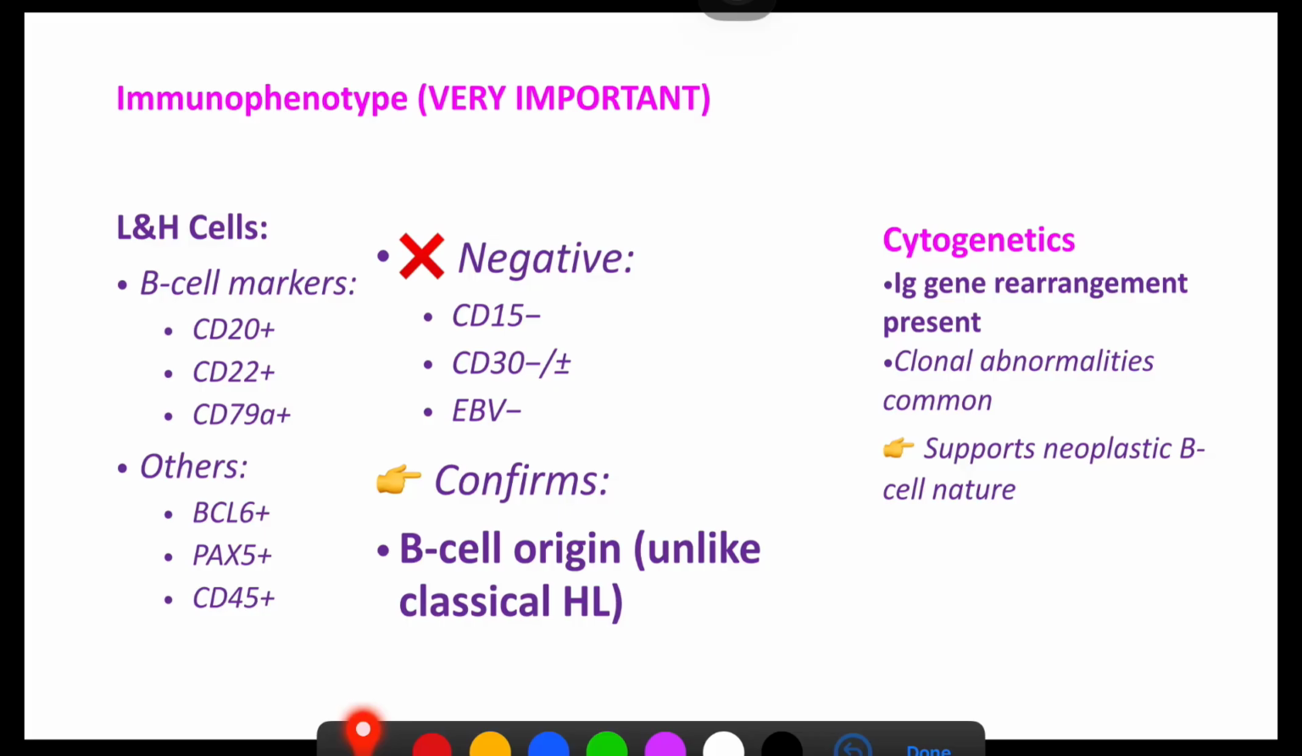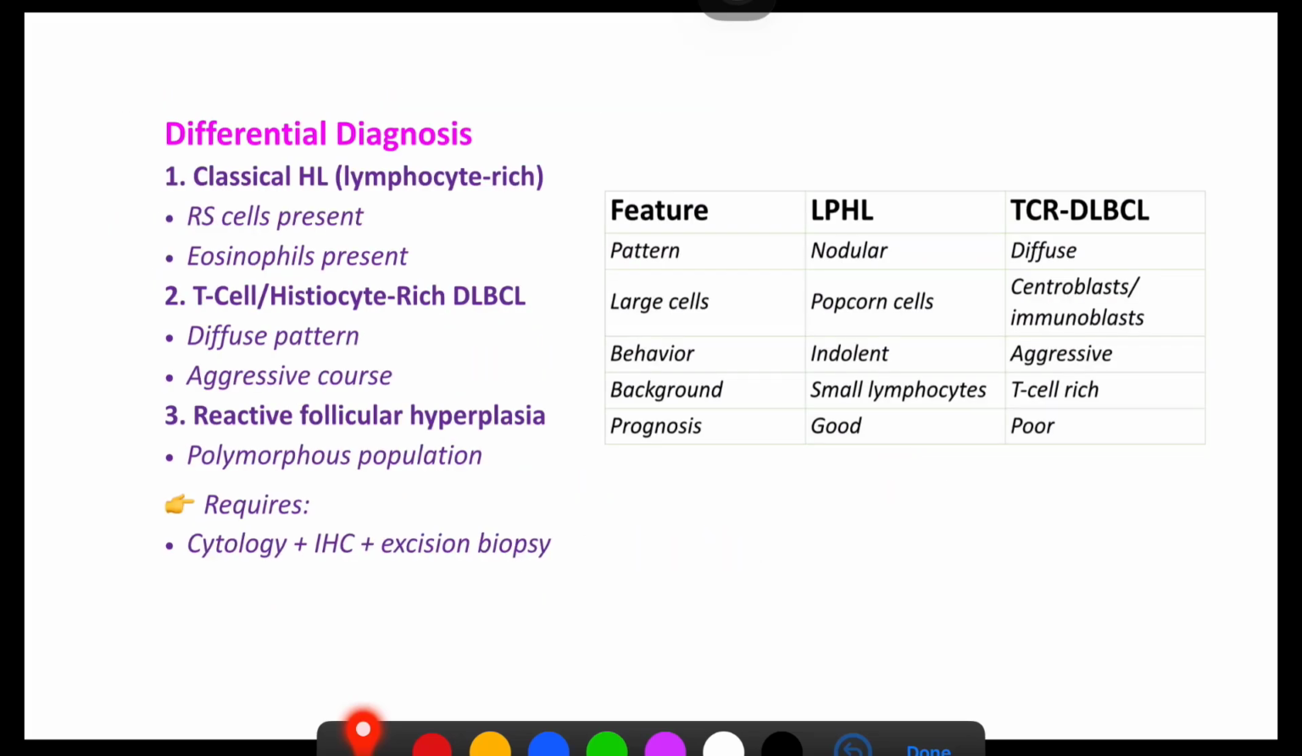Immunophenotypically, it shows B cell markers like CD20, CD22 and CD79a positive, BCL6, PAX5 and CD45 also positive. Classically, it is CD15 and CD30 negative or maybe positive, and EBV negative. So it confirms B cell origin, unlike classical HL where you find CD15, CD30 positive mostly. Cytogenetically, immunoglobulin gene rearrangement is present. Clonal abnormalities are common and support the neoplastic B cell nature.